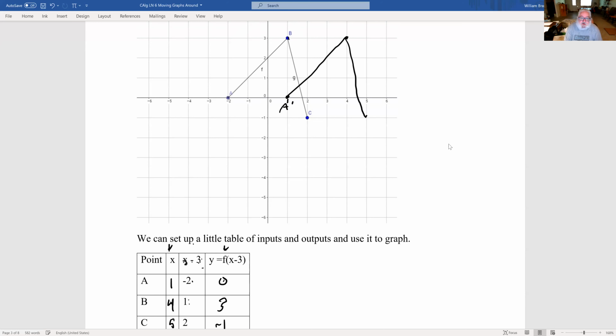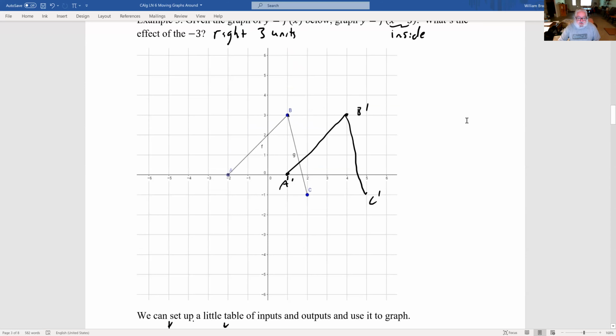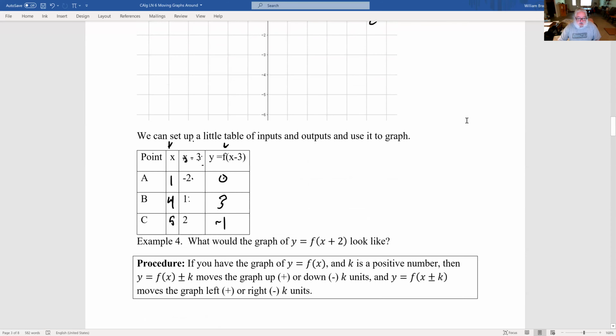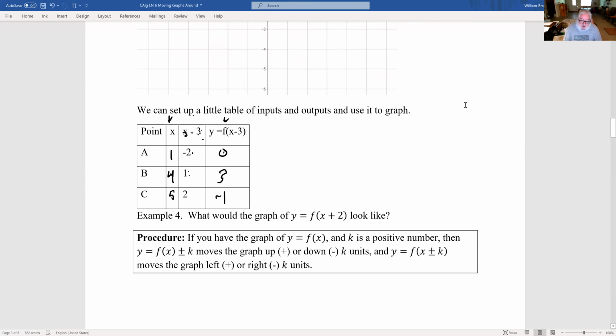There's my new a prime, b prime, and c prime. So we move the graph right 3 units, because to get x minus 3, we have to add 3 to our x values. So there's that function. F of x plus 2 moves left 2 units.